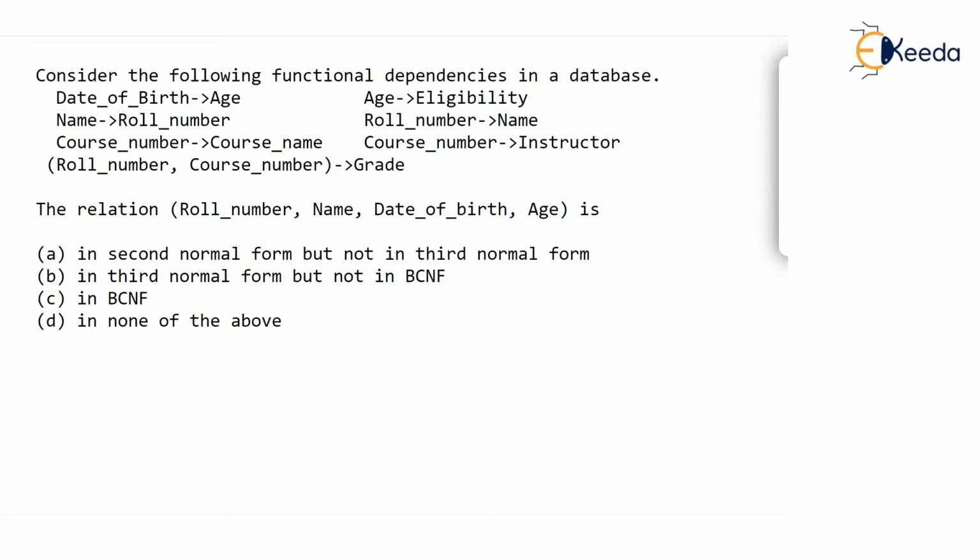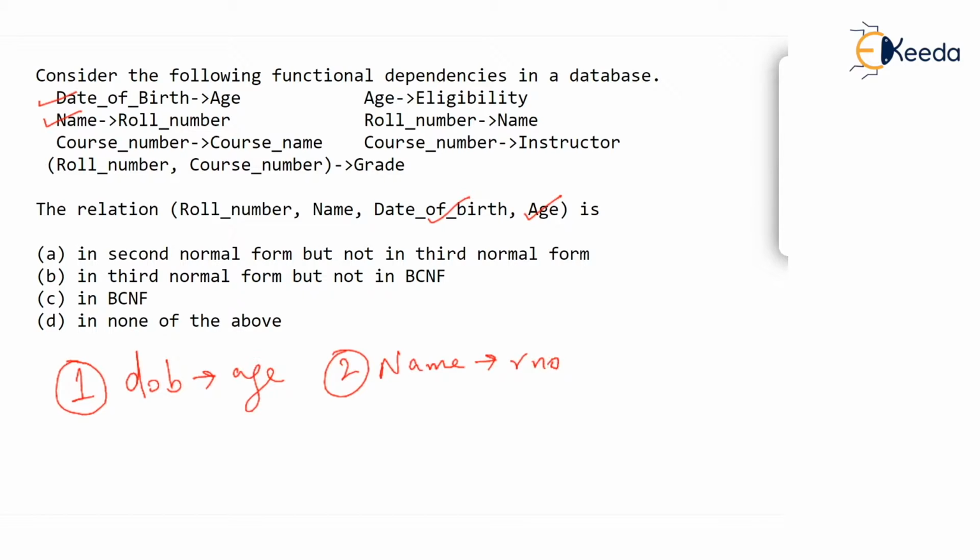Check that. The first dependency, date of birth, I'll write in short, DOB, determines age, can be considered by us, because date of birth and age are there in our table. Then name determines roll number. This also can be a dependency. I'll write in short roll number RNO, because roll number and name are there in our table. Now course number determines course name. We cannot consider this. This dependency is there, but this might be for some other table in our database.